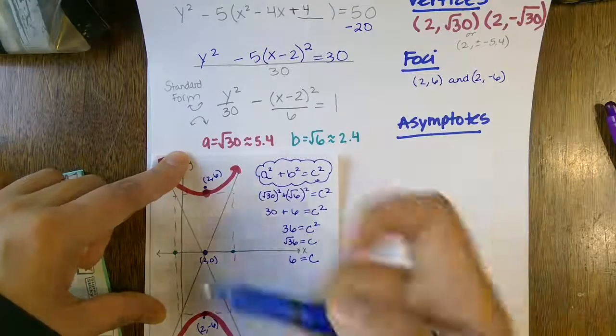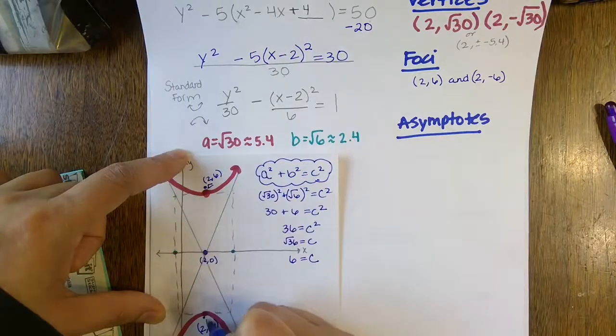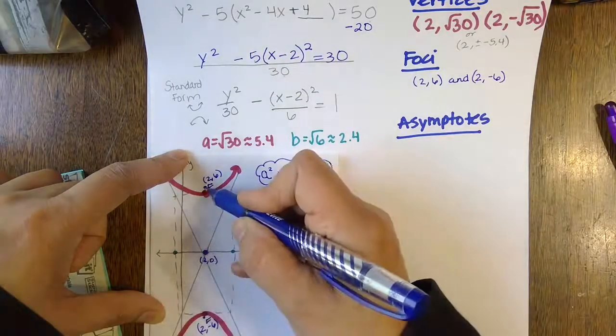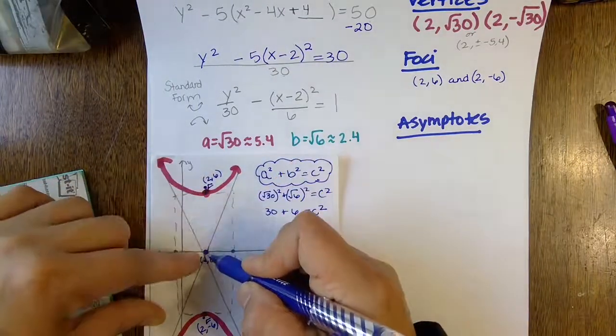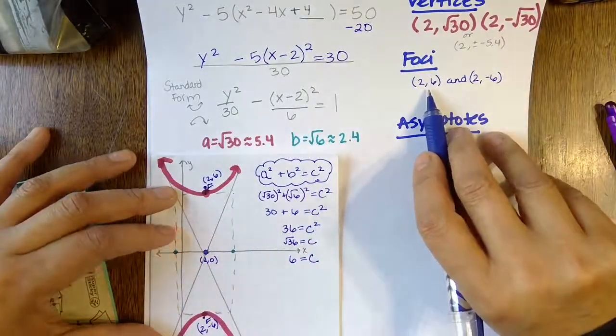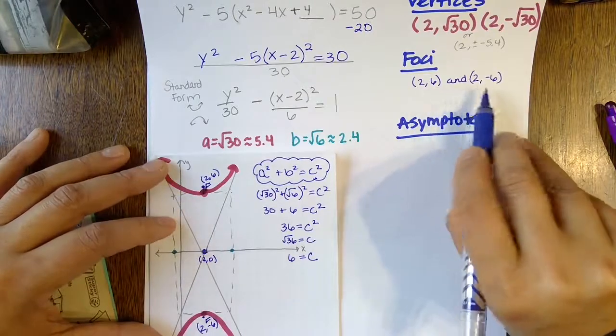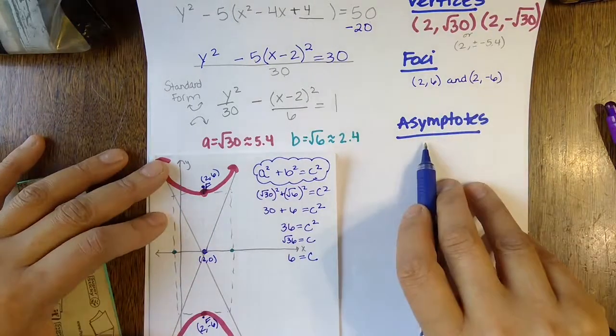Again, the c value is the distance from your center to your focus point. So 6 units from here will give you your focus. So that's over 2 up 6, over 2 down 6. So your foci are at 2, comma, positive negative 6. You can write it together or you can write it separately. The last part is the asymptote.